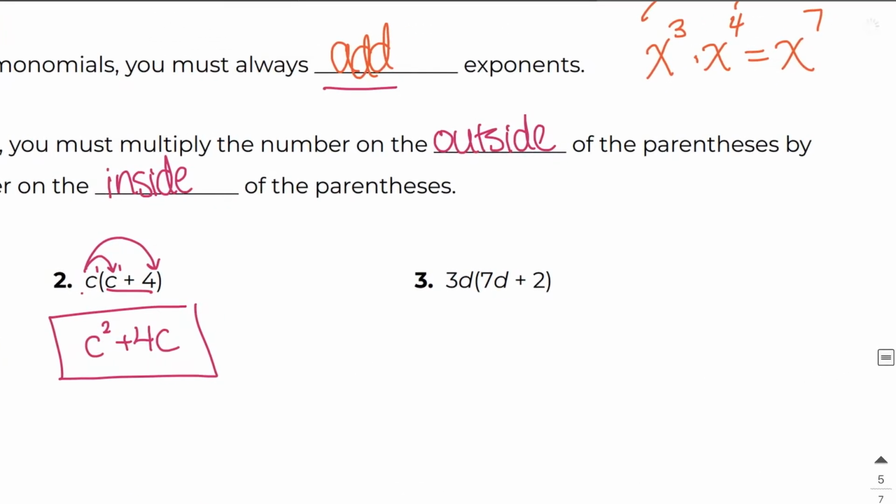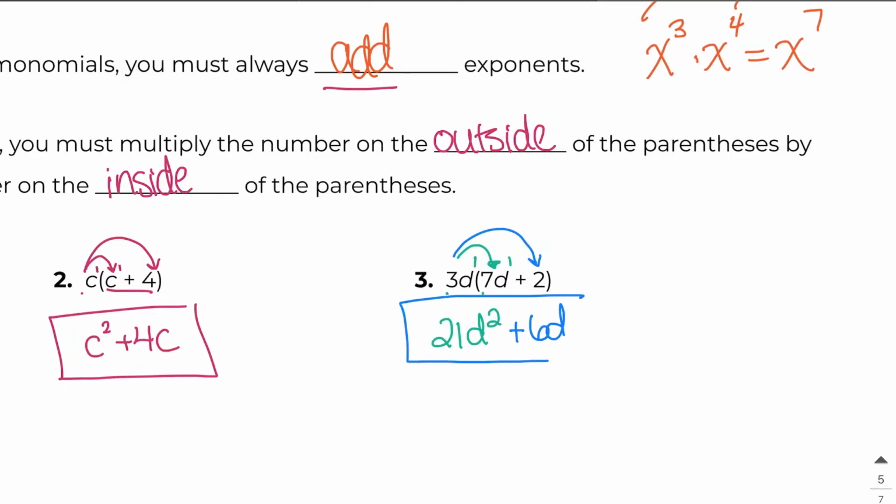Okay, in number 3, same idea. I want to multiply 3d by 7d. So 3 times 7 is 21, and this is d to the power of 1 and d to the power of 1, so we get d to the power of 2. Then we're going to multiply the 3d by the 2. So 3 times 2 is positive 6, and then there's a d here, so it's plus 6d. There were no like terms initially, so there should be no like terms at the end. If we have like terms, then we need to fix something. Something went wrong.